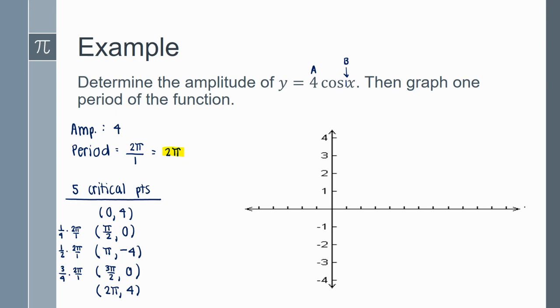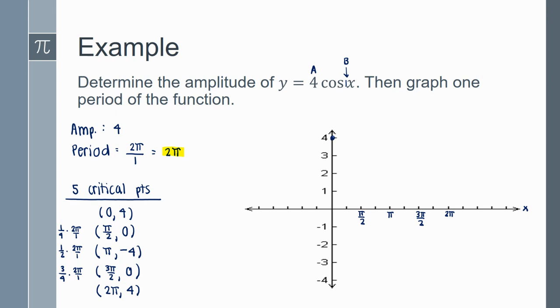So once again, when I'm labeling my x-axis, I'm going to be consistent. I'm going to do every 2 tick marks again. So pi over 2, 2 more overs pi, 2 more overs 3 pi over 2, 2 more overs 2 pi. So let's plot those points.